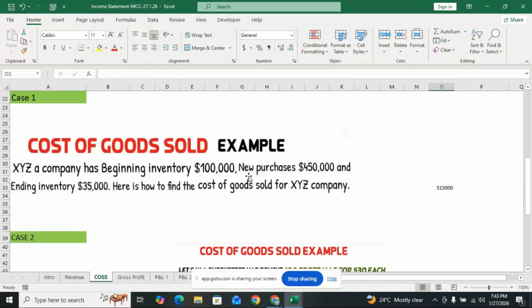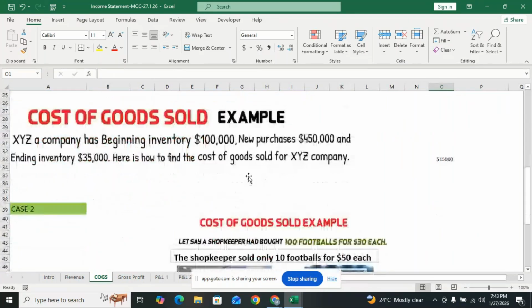So here I have a small example. XYZ company has an opening inventory of 1 lakh. The net purchases made is 4 lakh 50 and the closing inventory is 35,000. Here is how to find out the cost of goods sold for the XYZ company. It's very easy. Your opening stock is 1 lakh. The net purchases made for the entire year is 4 lakh 50. So we add this 4 lakh 50 to 1 lakh, the opening stock. So the total comes up to 5 lakh 50, minus closing stock 35,000. That's how we determine the cost of the goods sold.